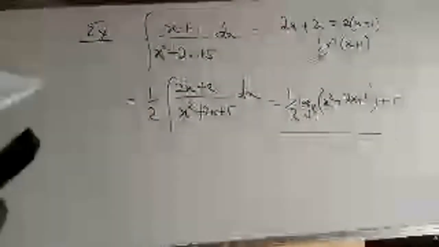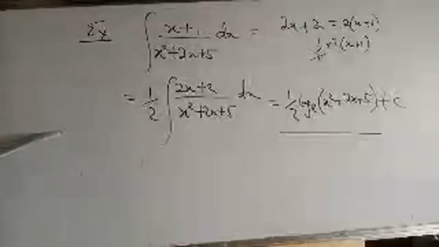So that now what? Half, because half is a constant outside. So when you integrate this now, you definitely get log exponential x squared plus 2x plus 5, plus c. That solves the problem too.